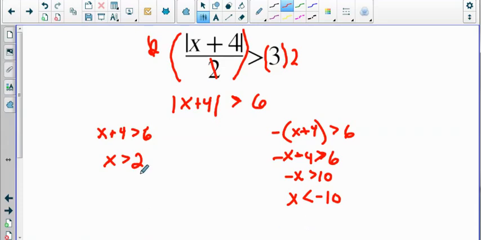Now, can you be bigger than 2 and smaller than negative 10? No. That's all the numbers to the left of negative 10 on the number line and all the numbers to the right of 2 on the number line. So this is also an OR. This is an OR. All right. Which one's smaller, the negative 10 or the 2? Well, the negative 10 is smaller. So x is less than negative 10. That's what it says right here. X is less than negative 10, or x is greater than 2.